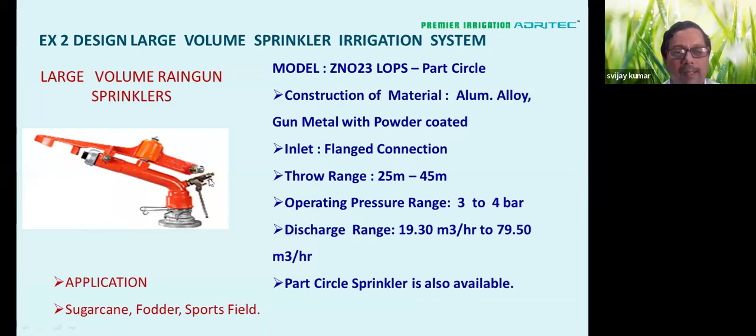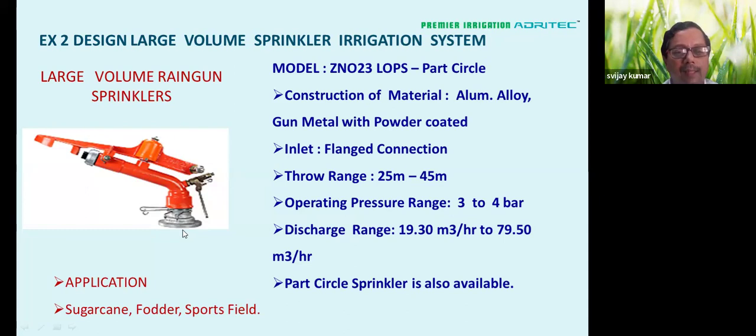So here we have selected a big sprinkler, called the ZNO23, which is a part circle, made of aluminum alloy, gunmetal powder coated, and it has a flange connection. The advantage of a flange connection is you can dismantle it and do all the repair work very easily. It has a throw range of 25 to 45 meters, a very large area. Typically, this is used even in sports fields and dust suppression areas where you don't want the sprinkler to be an obstruction anywhere. It will just be at the edge, and you can cover the whole area.